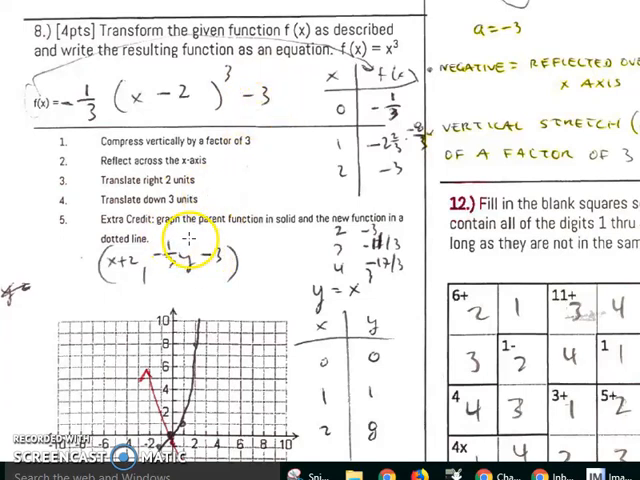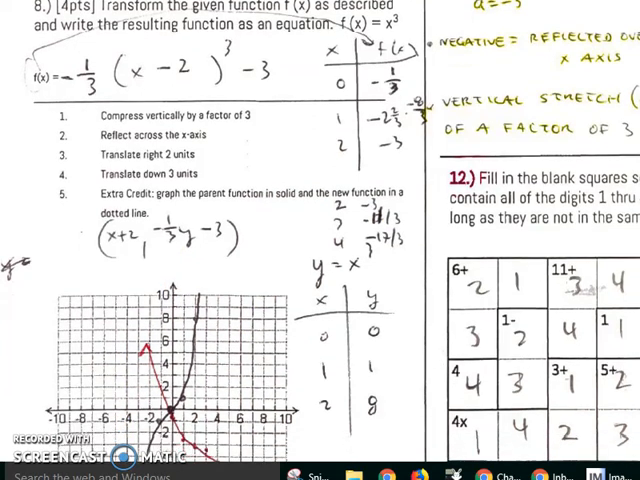Graph the parent function in extra credit. Graph the parent function in solid. So there is mine, right? We did that. 0, 0. Plug in 1 for your x value. 1 cubed is 1. 2 cubed is 8. And then it says graph the parent function in solid. So there's my solid and a new function and a dotted line. Should have drawn the dotted line there.